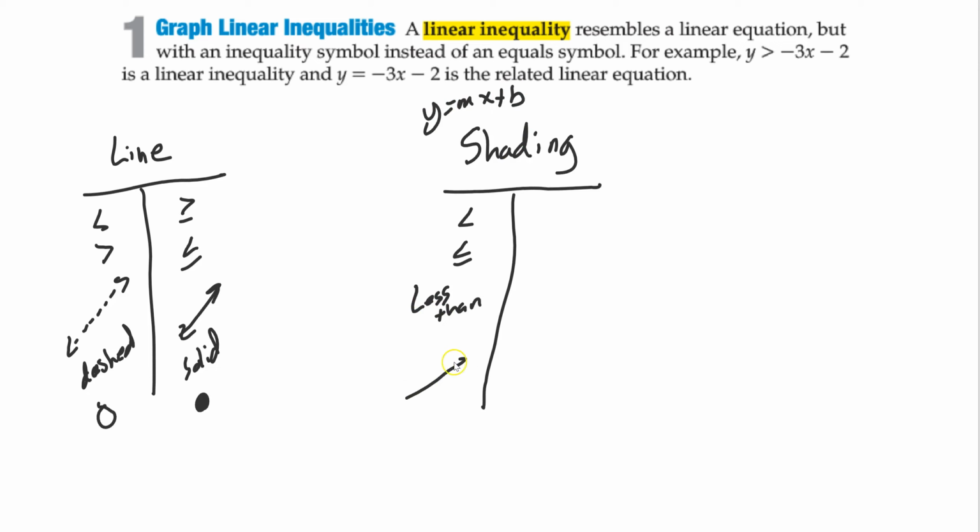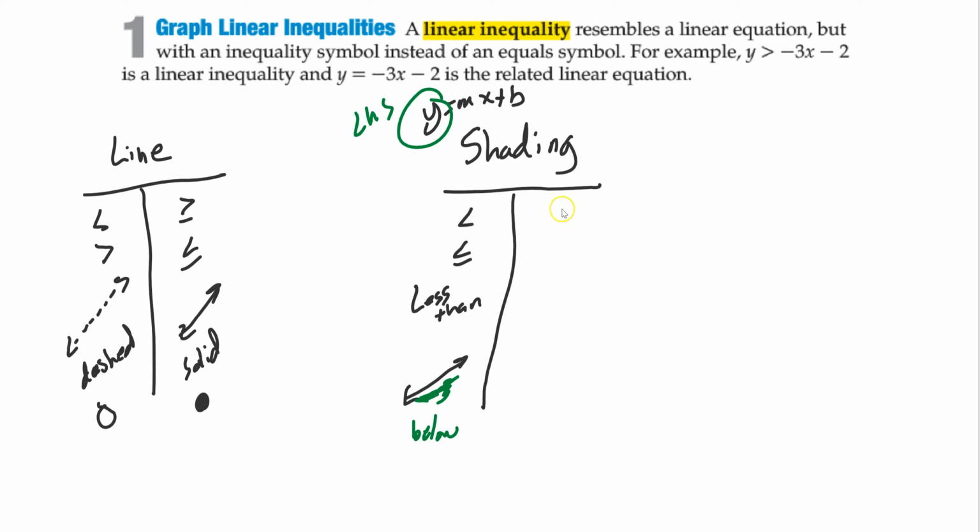I give you a line and I say I want you to shade less than it. Well, then it's just natural. Less than the line would be below the line. So you shade below. Again, this only works in proper notation, where the variable y is on the left hand side.